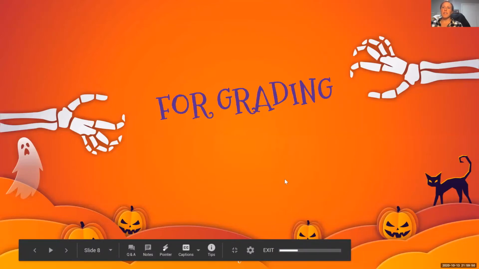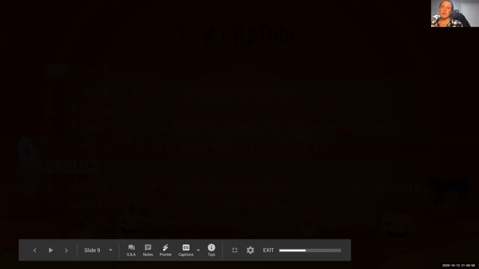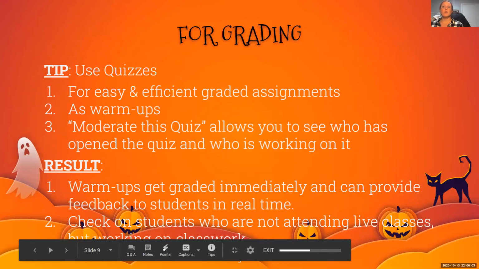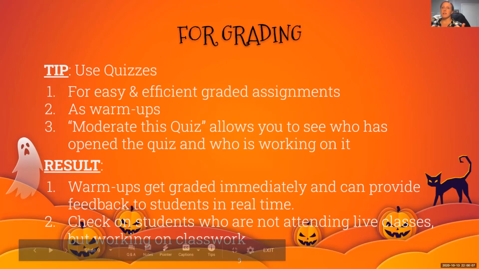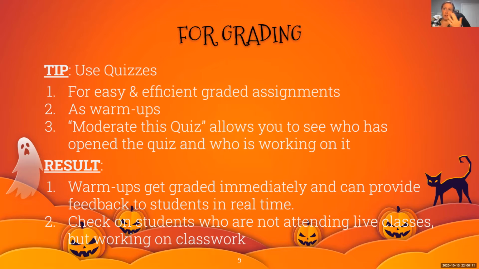This portion of the tips and tricks is to discuss grading. Most of this is going to take place in Canvas, even though your gradebook is in Synergy. So the first tip is to use quizzes. It's an easy and effective way to get grades. They're a great way to do warm-ups because they get graded immediately. They can provide feedback to students in real time.